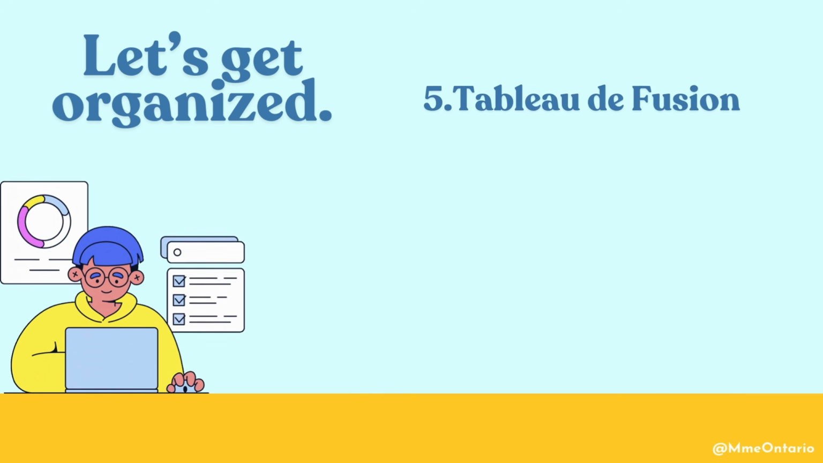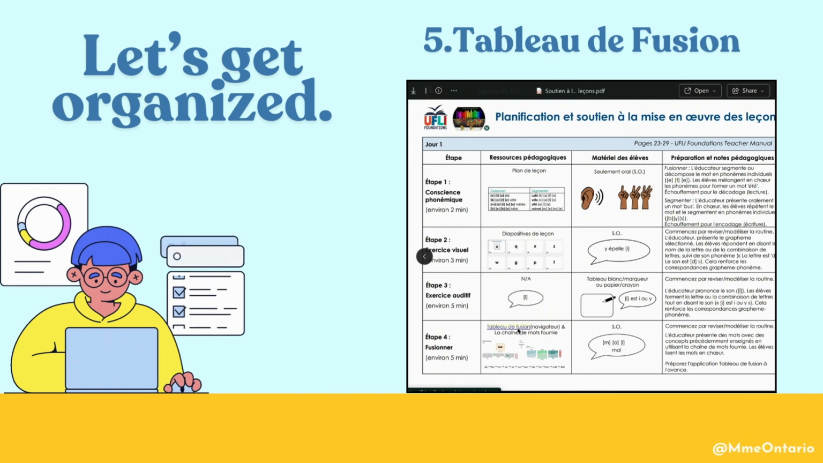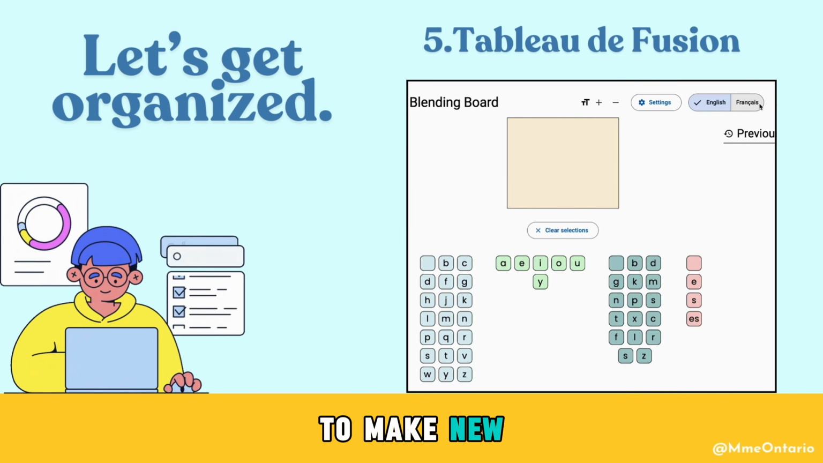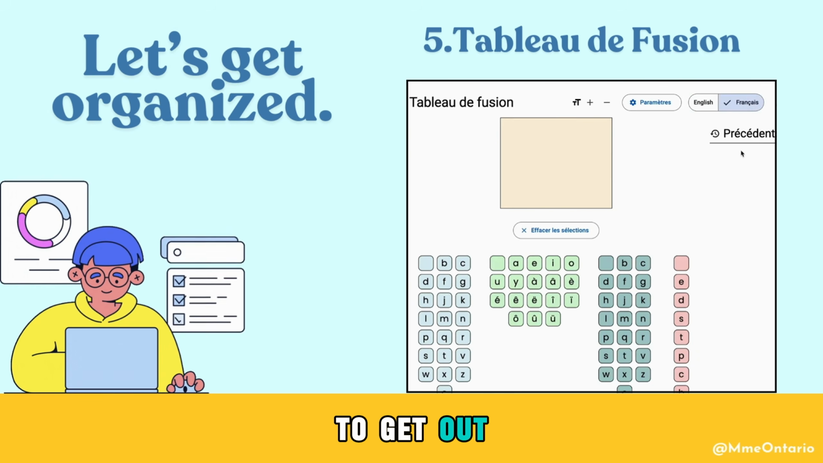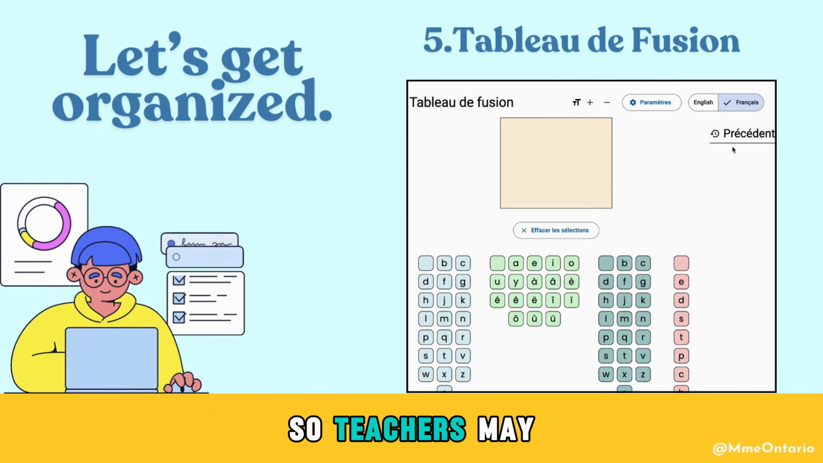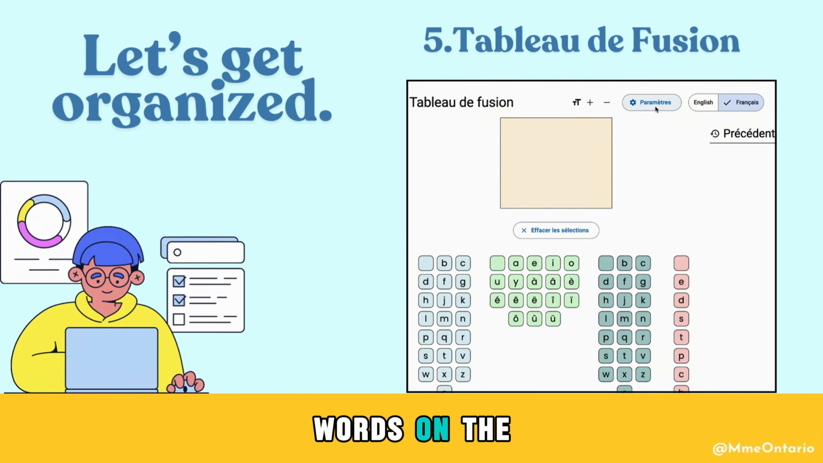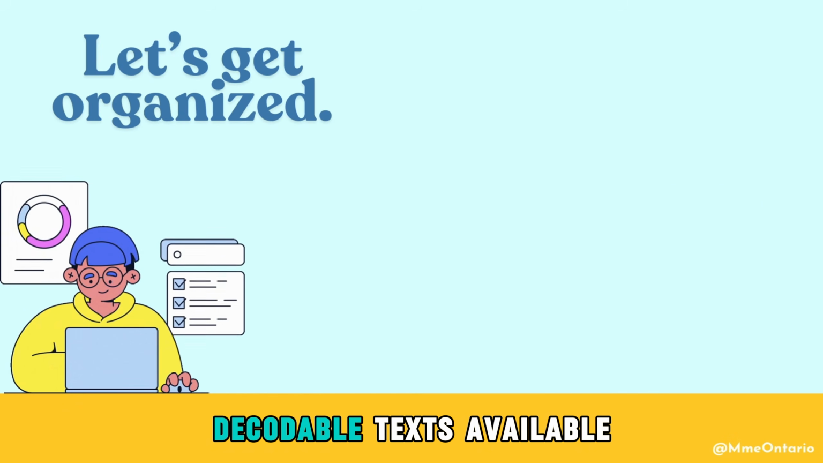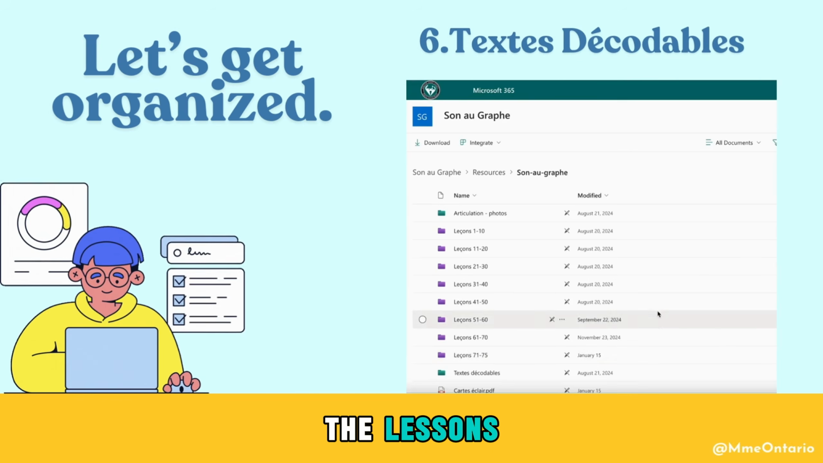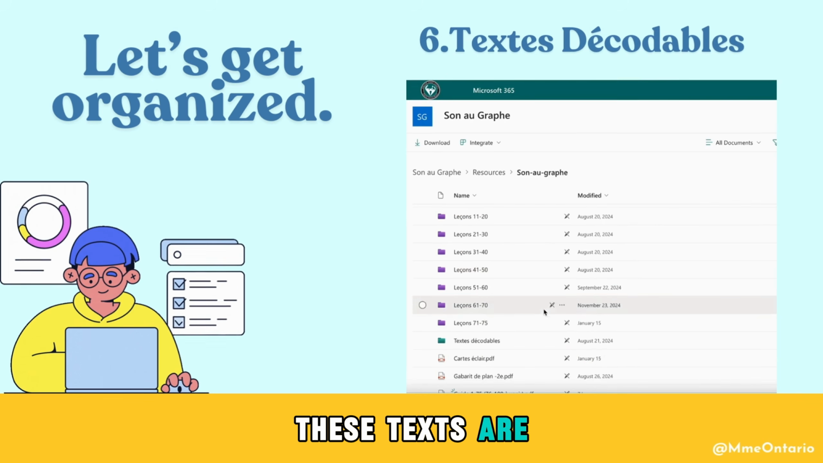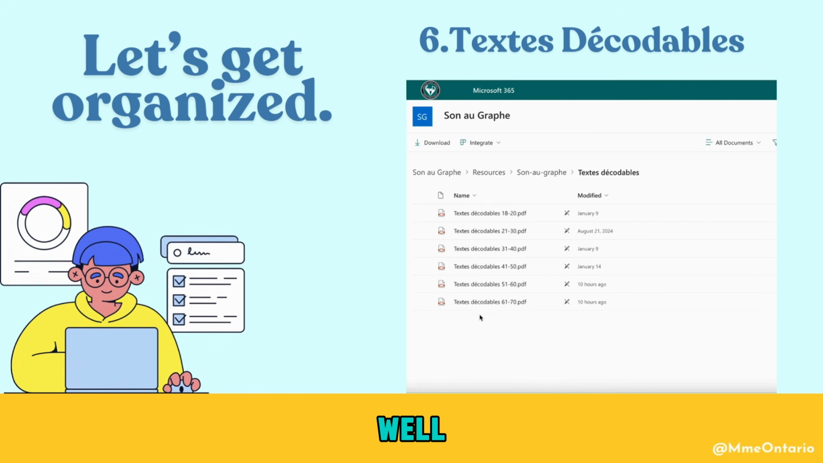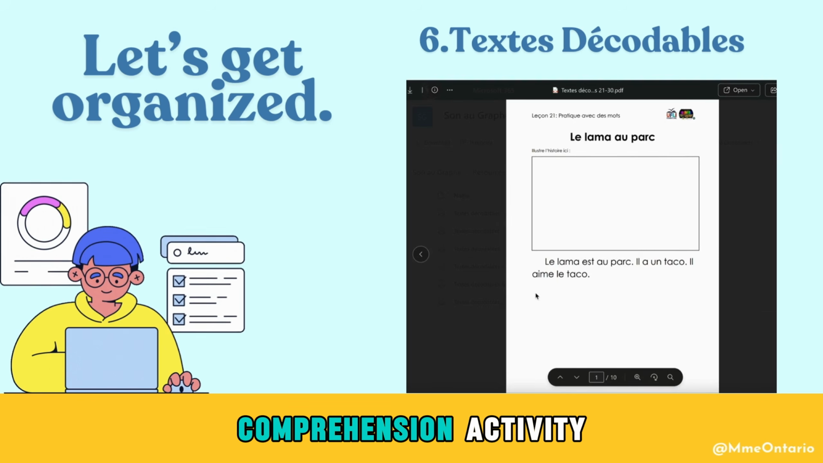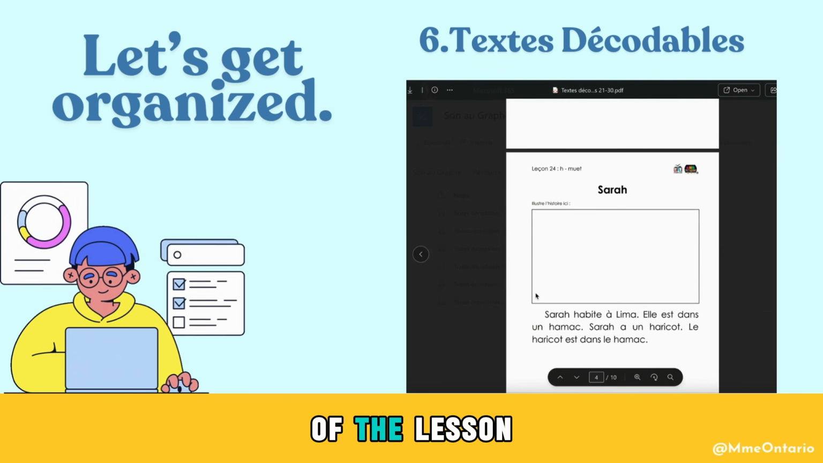Le Tableau de fusion is a blending board that makes it easier to manipulate the different sounds in a word to make new ones. One does have to get out of the PowerPoint to use this, so teachers may prefer to write words on the whiteboard instead with a whiteboard marker. There are also decodable texts available for most of the lessons. These texts are seen on the PowerPoint presentation as well, but teachers may wish to print these out and use them as a reading comprehension activity at the end of the lesson.